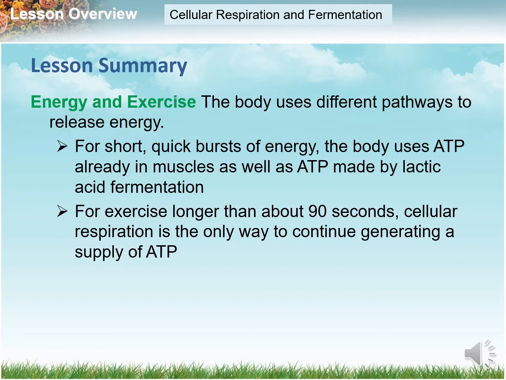The body uses different pathways to release energy. For short, quick bursts of energy, the body uses ATP already in muscles, as well as ATP made by lactic acid fermentation. For exercise longer than about 90 seconds, cellular respiration is the only way to continue generating a supply of ATP.